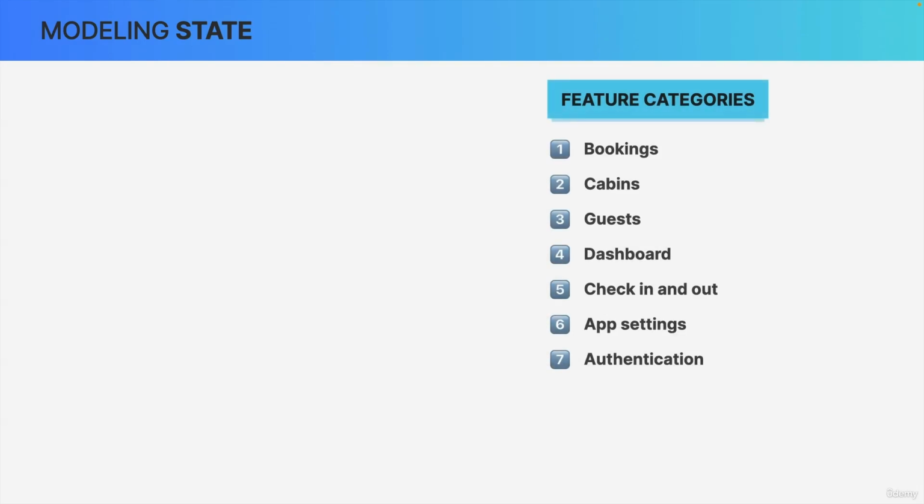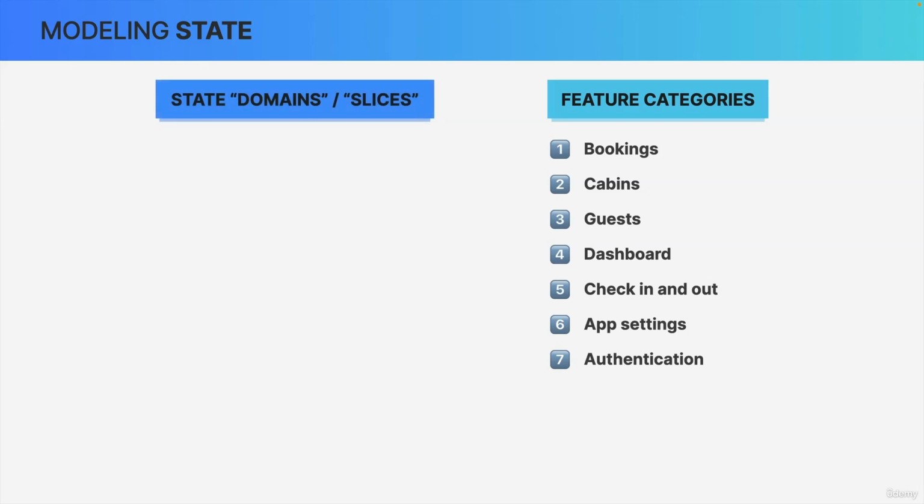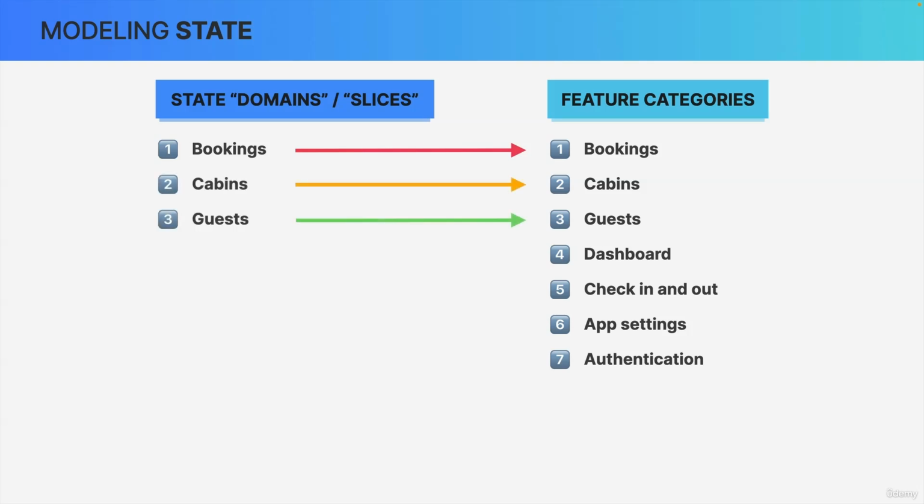feature level. So let's bring back our feature categories here, and then from here we can basically figure out what state we are going to need in order to power all these features. So in order to actually be able to build out those features. So for the bookings feature, we are probably going to need some booking state. And the same for the cabins. And also the same for the guests. So all of these are really different features. And so each of them will need to have their own state in order to manage all this data.